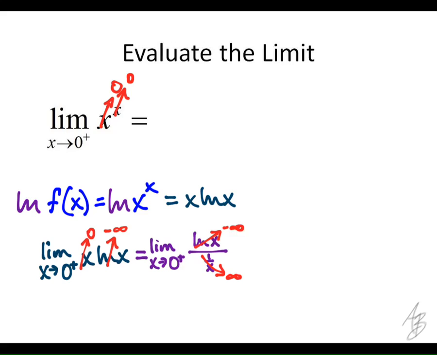What is the derivative of the natural log of x? 1 over x. And the derivative of 1 over x? Negative 1 over x squared, right? And then one of those x's is going to cancel. So it's going to be the limit as x approaches 0 from the right of negative x.